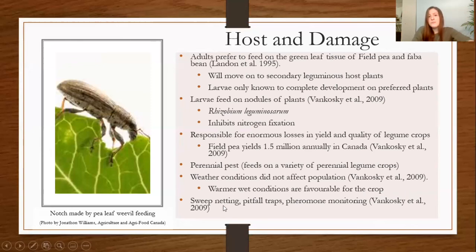They use sweep netting as a means of monitoring the amounts in the ecosystem, but the weevils will play dead, which makes this a little bit difficult. They did use pitfall traps, which was effective. It just requires the person monitoring the traps to be able to identify the weevils, and pheromone monitoring also works in that way. So this was the weevil.